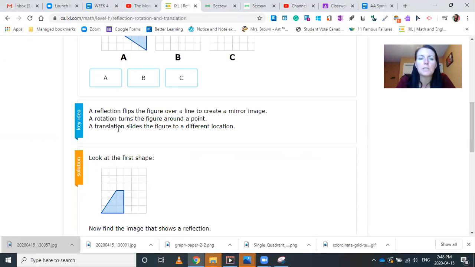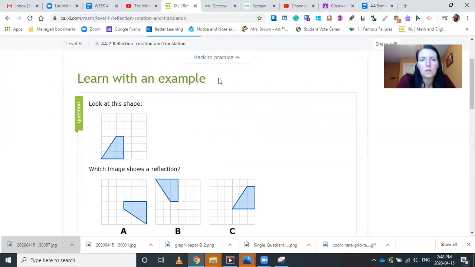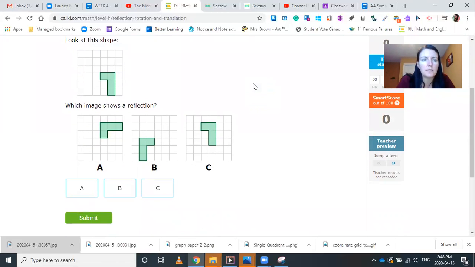And translation, you are sliding. So you're moving from one spot exactly the same and you're just sliding across. You're translating it, slides to a different location. So let's go back to the practice and let's look at this guy. Looking at this shape, there he is on a little grid. So which image shows a reflection?